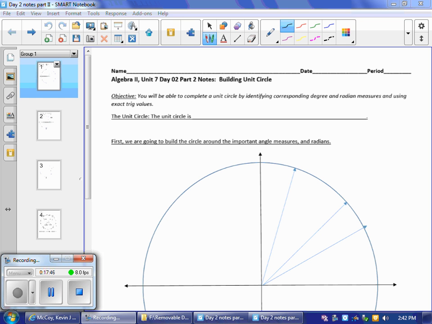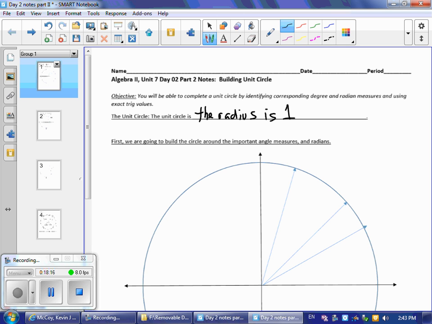So the idea is what we're going to be doing is building what is called the unit circle. And the reason it's called the unit circle is because the word unit in math tends to mean 1. So this is a unit circle where the radius is 1. It is simply a circle where the radius is 1.